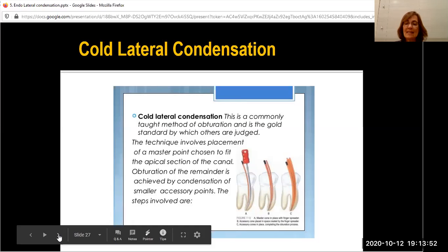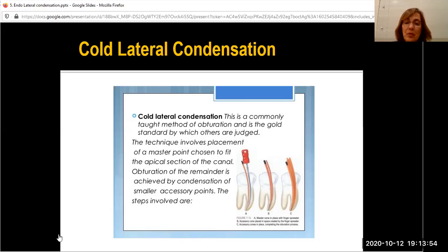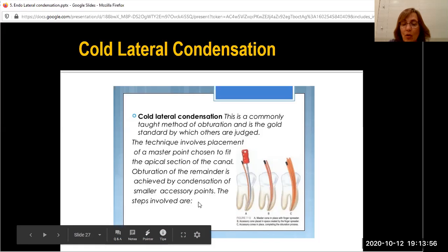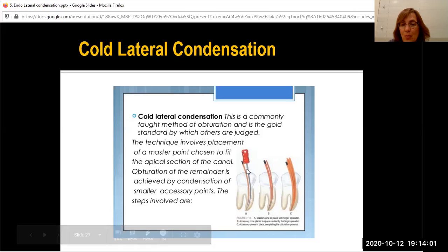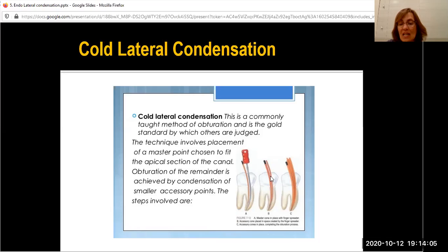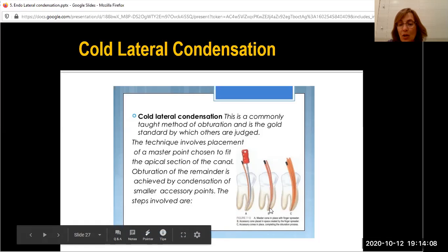Cold lateral condensation, we reviewed it before, but it involves a master cone. We have either a finger spreader or a regular long handle spreader. You have your accessory cones. The accessory cones do not go all the way to the working length. They are slightly higher than where the working length is, and one is applied over the other, applied adjacent.